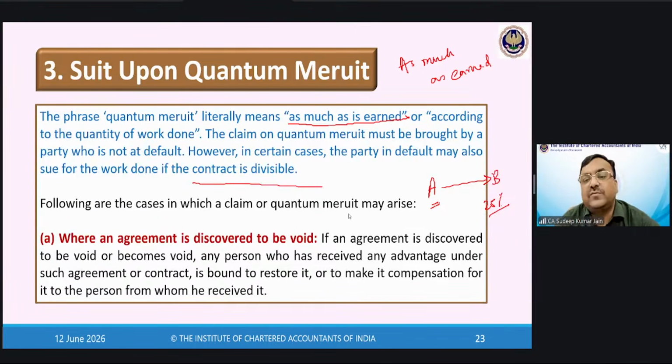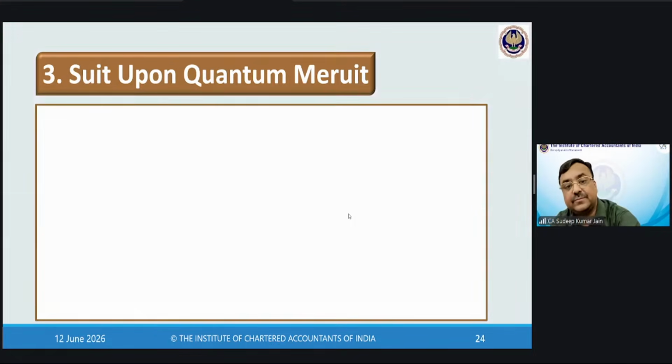So there was no fault from B. Now B can claim the amount for 25% work. Where the agreement is discovered to be void or becomes void, any person who has received any advantage, so A has taken advantage under such agreement, is bound to restore it or to make compensation for it to the person from whom he has received it.